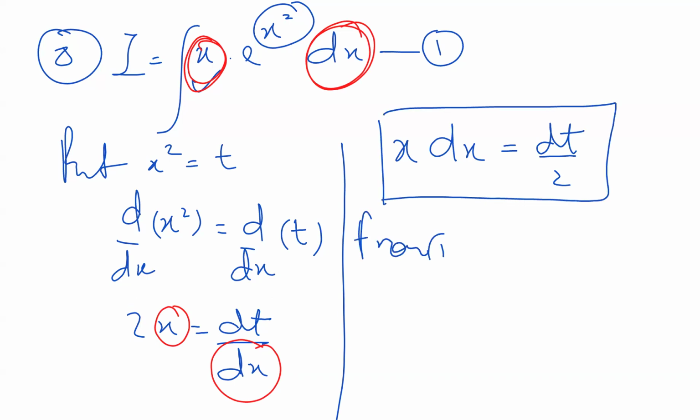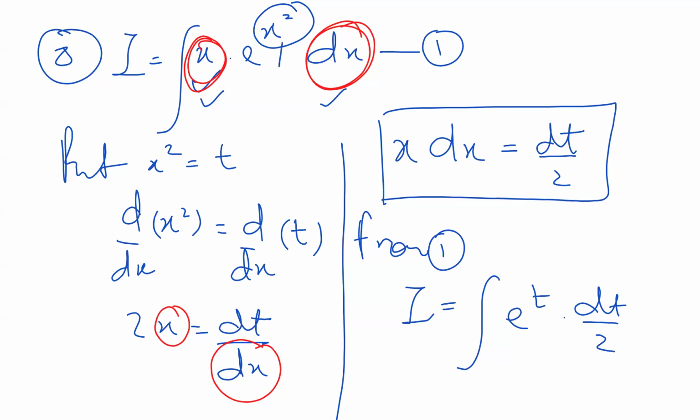So from 1, integration x dx is dt by 2, e raised to t into dt by 2, because x square is t. Now you can take half outside. It's a constant, e raised to t dt, and e raised to t is x square. That should be your final step. Okay, let's go to the next problem. That is question number 9.